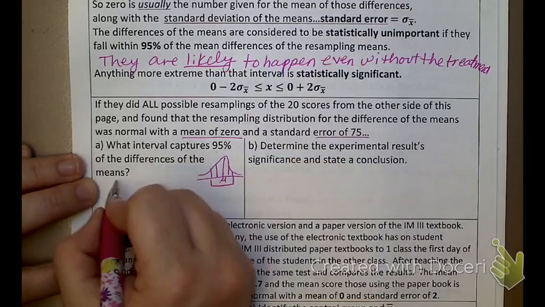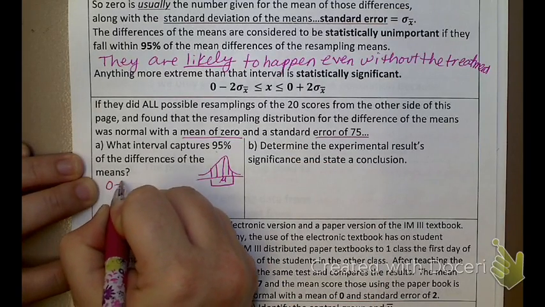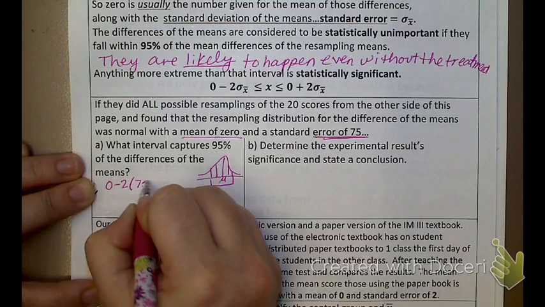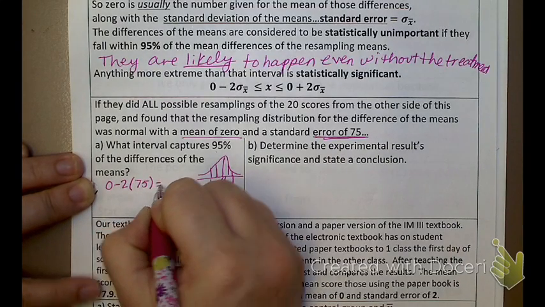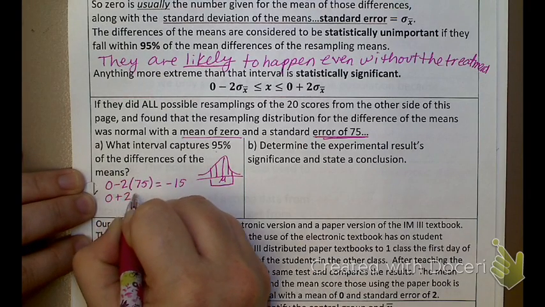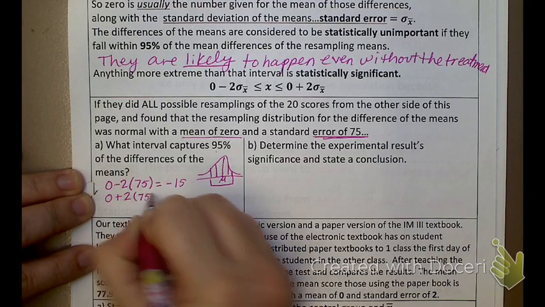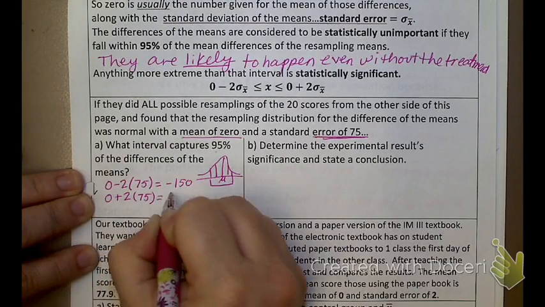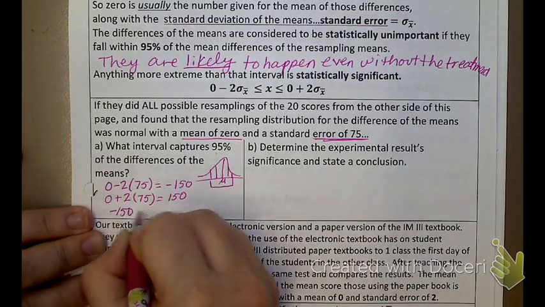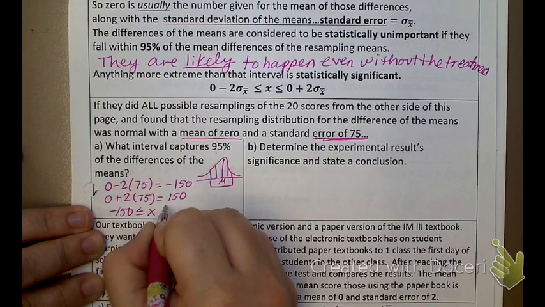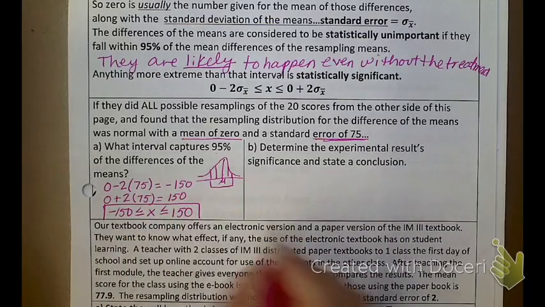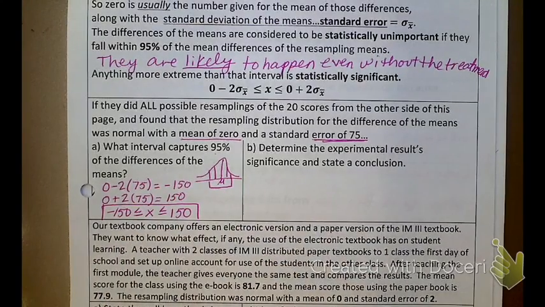So if our mean is 0, we're going to subtract 2 standard deviations or standard errors, which would be 75. That gives me negative 150. And we're also going to go 2 to the right, which would be 0 plus 2 times 75. That's 150, and that gets me positive 150. So we would say negative 150 is less than or equal to x is less than or equal to positive 150. That is my interval that captures 95% of the differences of the means.